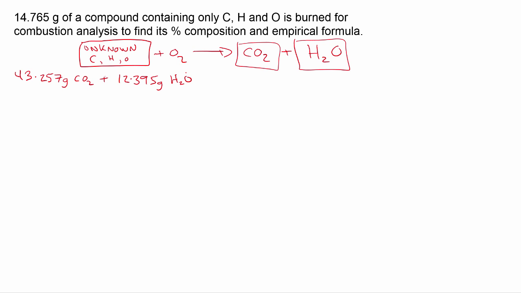So let's pretend we do the experiment, and this is what pops out. So let's say we collect these two things. We collect 43.257 grams of carbon dioxide and 12.395 grams of water vapor. Now let's take these two things and work towards calculating the percent composition. Let's start first with carbon. The way to do the percent composition is first to calculate the mass of carbon inside that 43.257 grams of CO2.